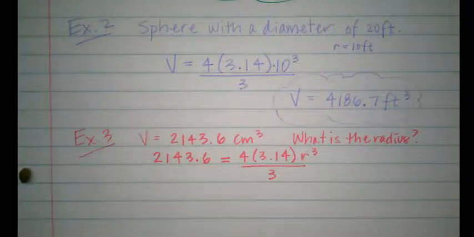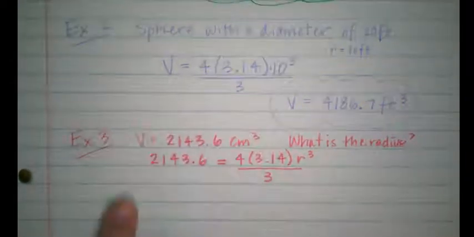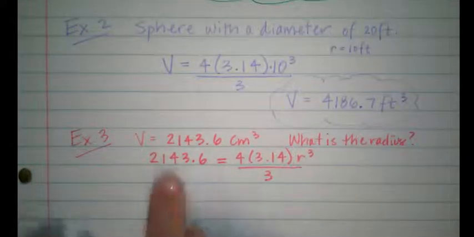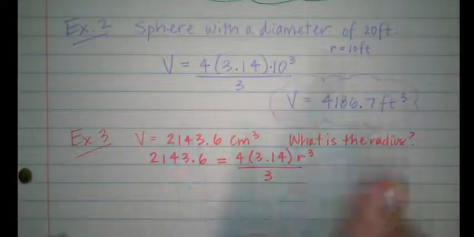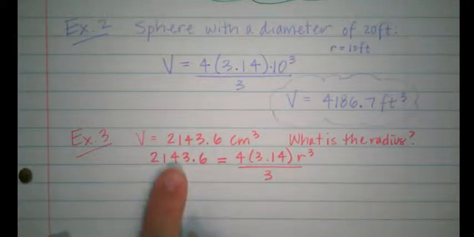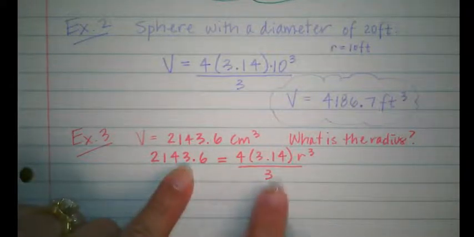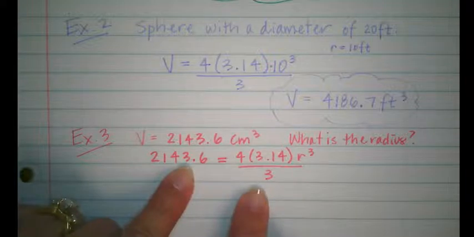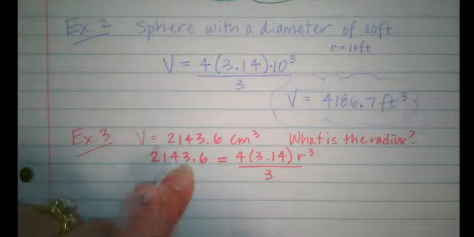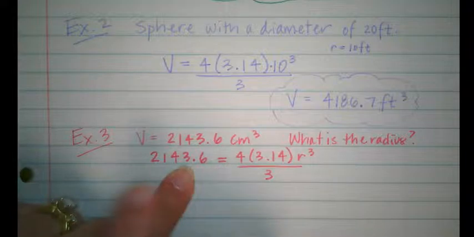So what happens here is that since we're working backwards, we have to do the opposite of everything. So instead of starting on this side, I'm going to start with this number over here. And then I need to do the opposite of dividing by 3. So I need to multiply by 3. And then I need to divide by 4 and then divide by pi.